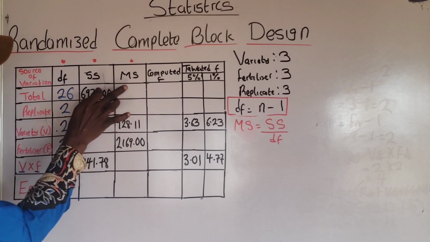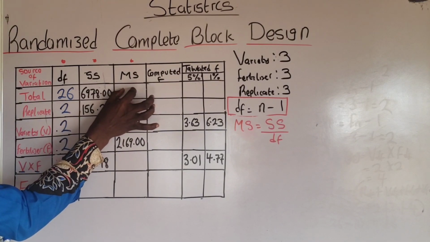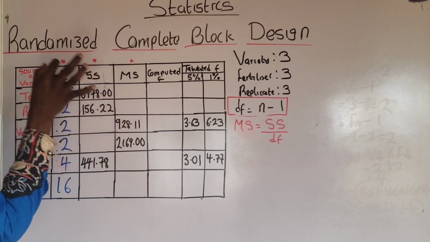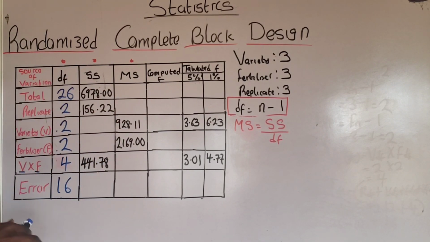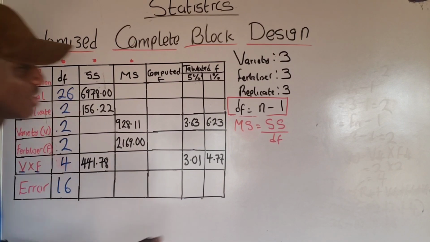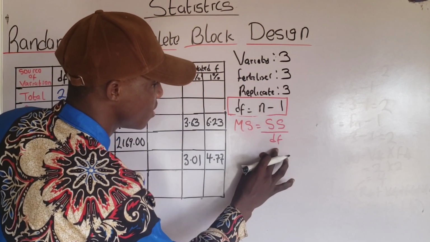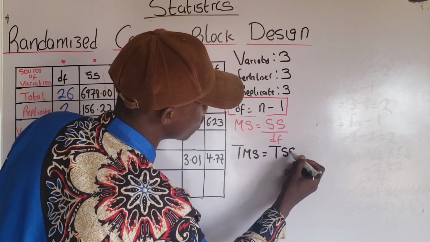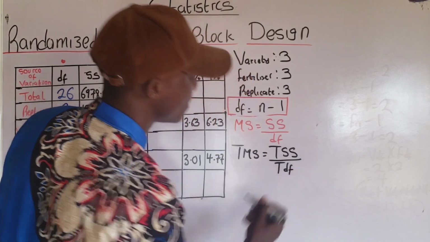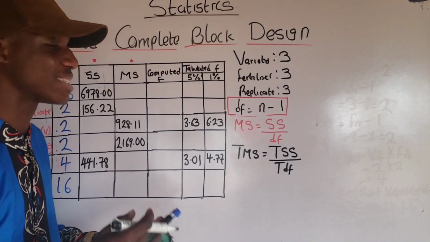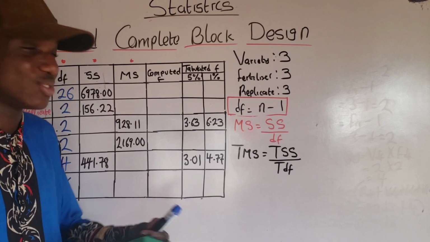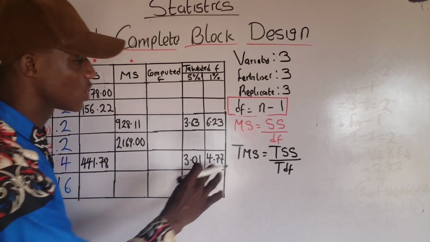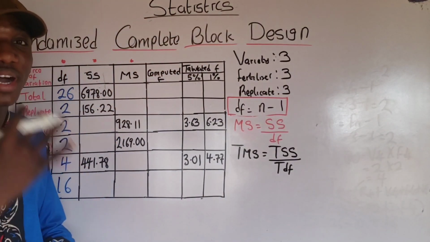Now, we want to get the mean square for total. The total mean square will be the total sum of squared all over the degree of freedom for total. Since mean square is equal to sum of squared all over degree of freedom, total mean squared is equal to total sum of squared all over the total degree of freedom. In some cases you might write it as SST, sum of squared total. It is still the same. All you have to do is know the parameter that you are saying.